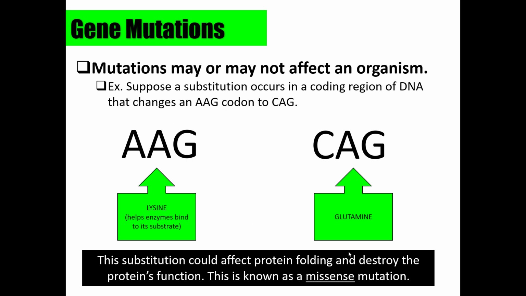We call these sort of substitution mutations missense mutations. So a DNA change that results in a different amino acid being used to build a protein at a specific position is called a missense mutation.